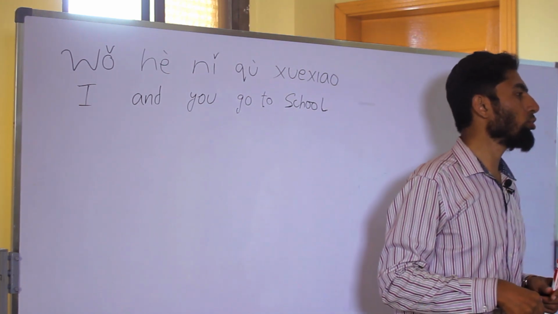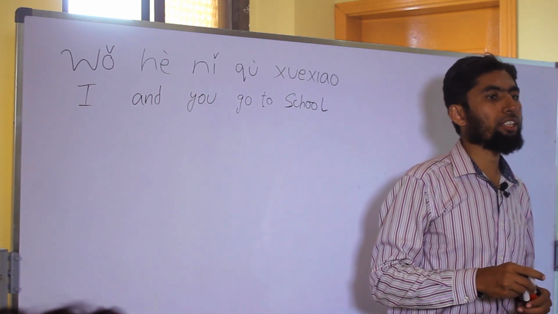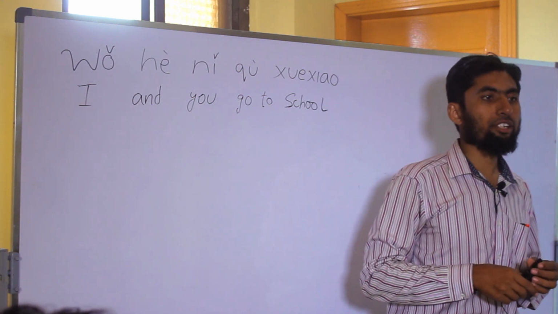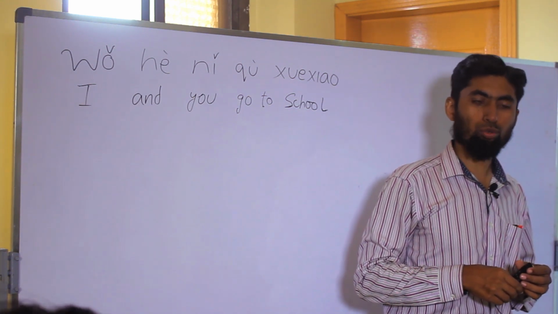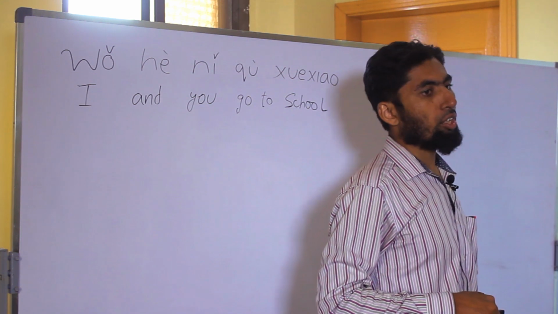我和你去学校. I and you go to school. 学校 means school. 去 means go.